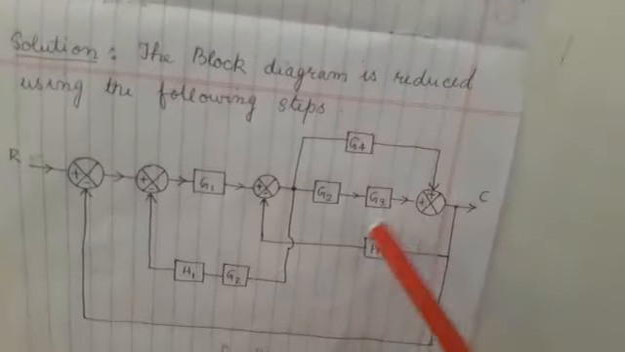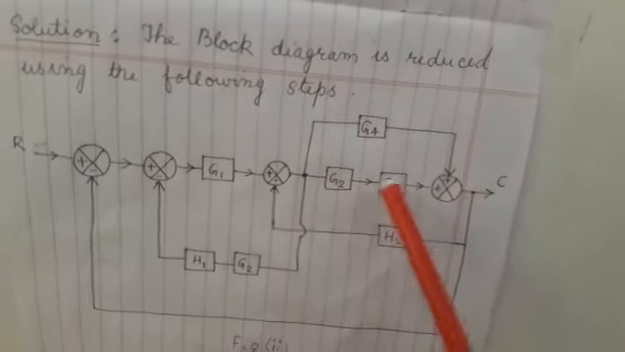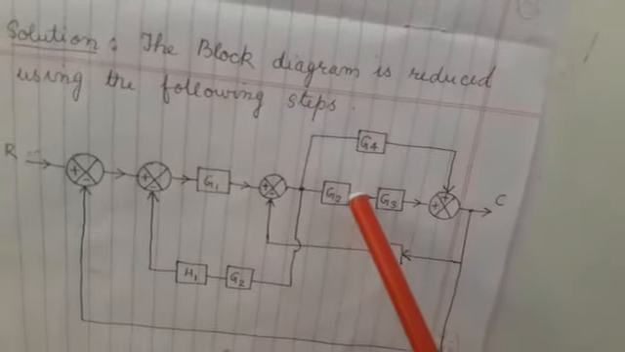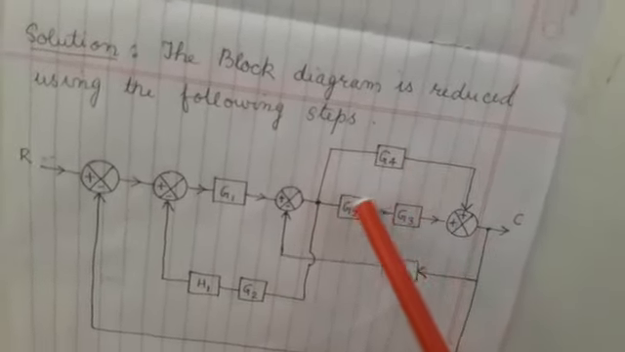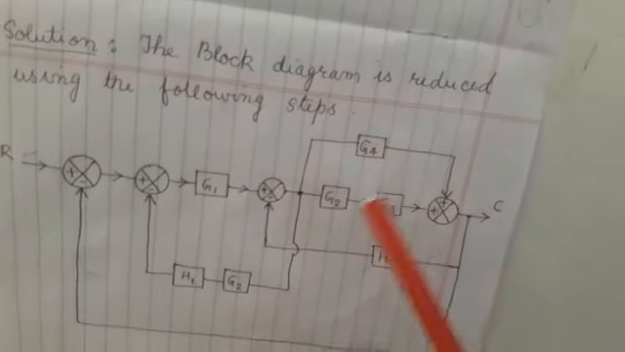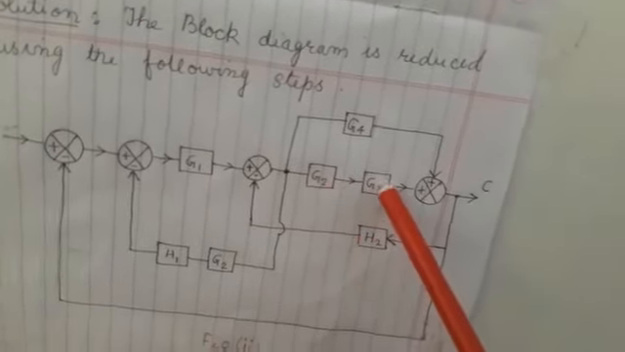Now we find here that the blocks G2 and G3 are connected in cascade. So these two will get multiplied. So we will get a single block here, G2 into G3. Again we find that G2 G3 is in parallel with G4. So instead of these three blocks, we will get a single block whose value will be G2 G3 plus G4, as shown in figure 3.